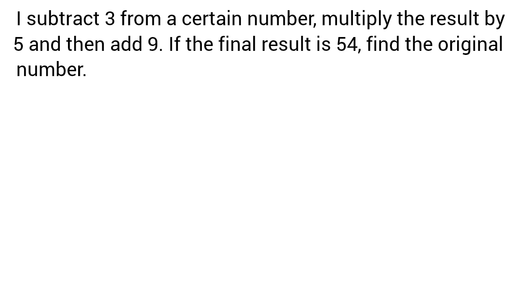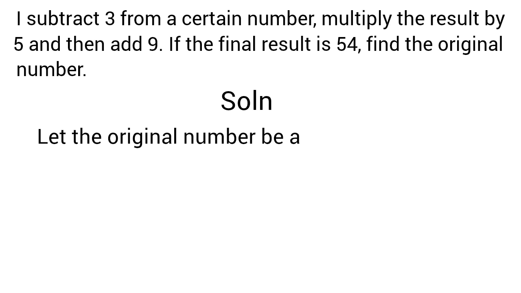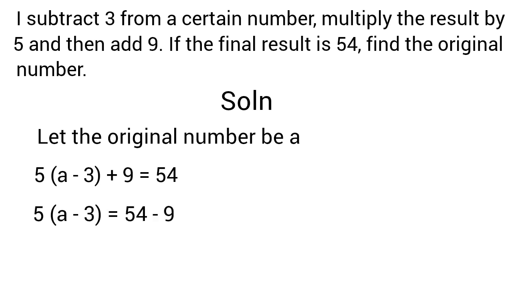I subtract 3 from a certain number, multiply the result by 5, and then add 9. If the final result is 54, find the original number. Now you need to let the original number be a, and then you open your bracket. And from the question, we can see 5 into bracket a minus 3 plus 9 equals 54. This shows that you subtract 3 from the original number, which is a minus 3. Then the result, you multiply it by 5. And then the result, you add 9 to it. And the final result in total will be 54.